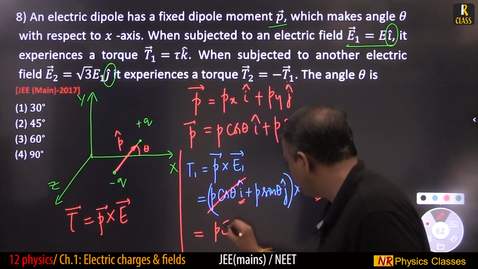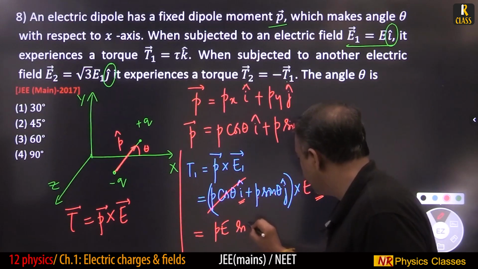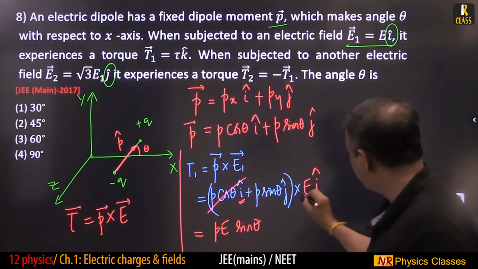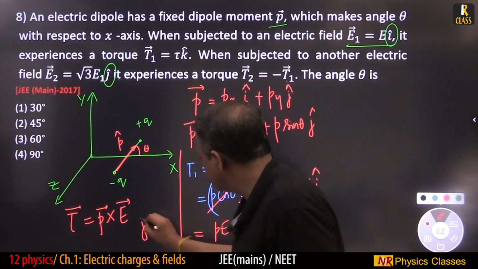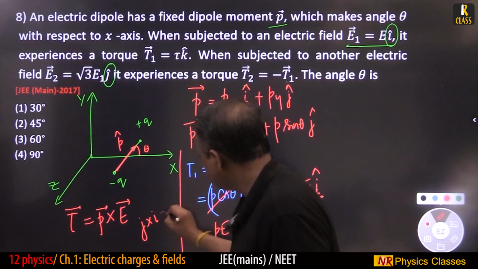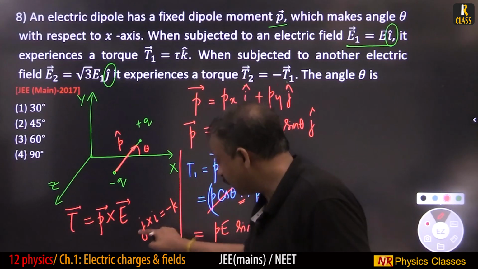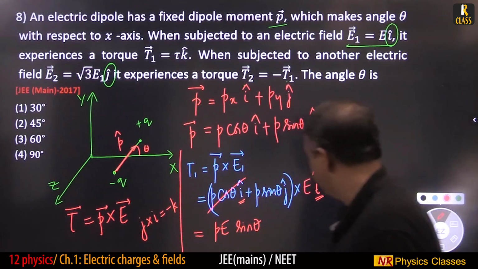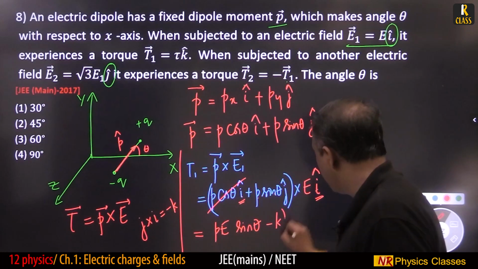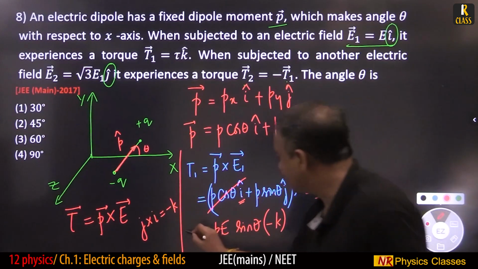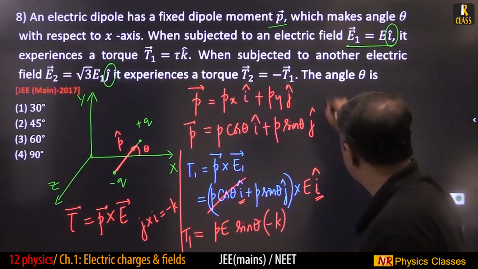P E sin theta into j cross i. What is j cross i? It is minus k. i cross j is k, and j cross i is minus k. So the direction is minus k. So this is T1. Done.